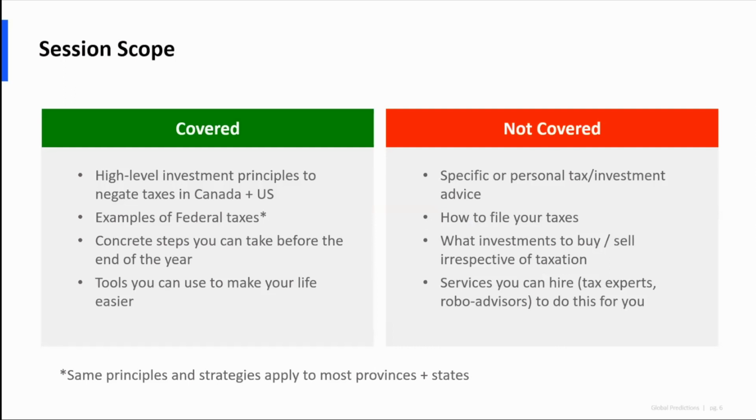So today we're going to walk through some high level investment principles to basically negate taxes on capital gains in Canada and in the US. Just to note, I'm not going to be giving specific personal tax investment advice. We'll cover mostly examples with federal taxation. The good news is that no matter what province or state you're in, the principles will basically be the same. You'll end up paying a little bit more if you do have capital gains to pay in most places. So you can think about this as, if it works for federal, it'll probably work a little bit better for you in practice.